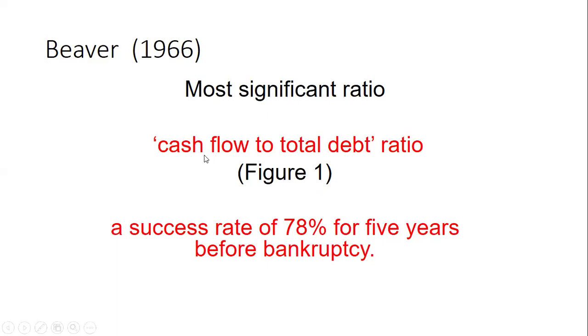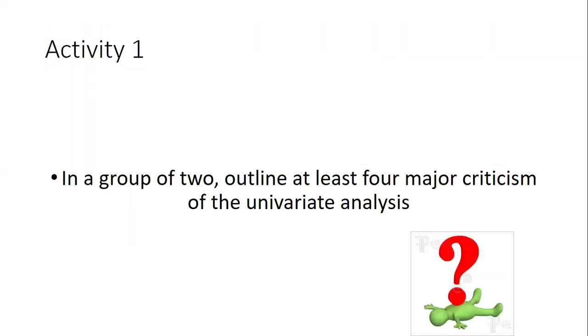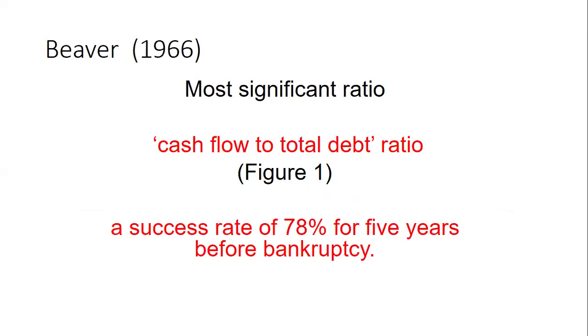So using the cash flow to debt ratio, they said that they were able to predict that 78% of the businesses would fail 5 years before they actually failed. So 5 years prior to failure, if you had looked at their cash flow to debt ratio, it would have told you that their business would fail. And as such, they concluded that if you want to predict the failure of a business, then it would be best to use this cash flow to debt ratio, that particular one.